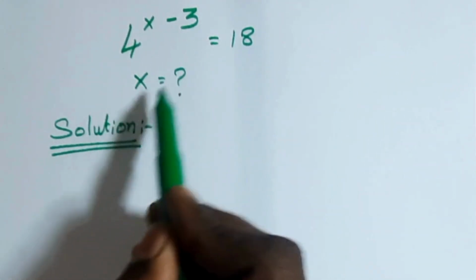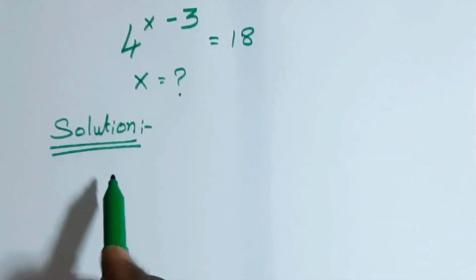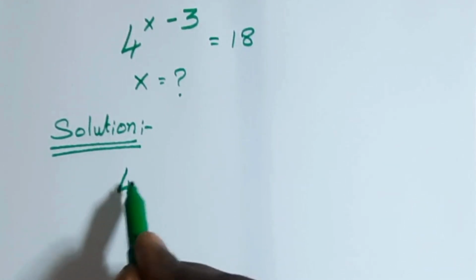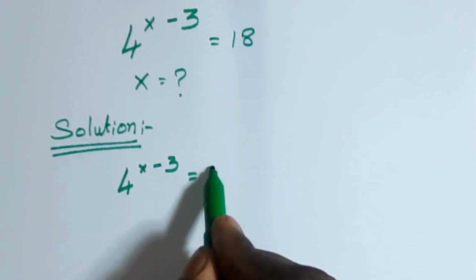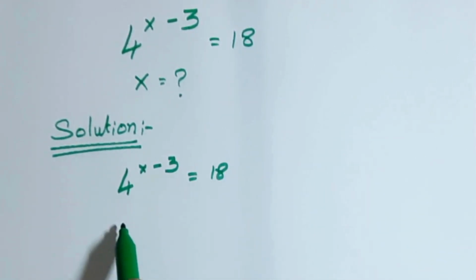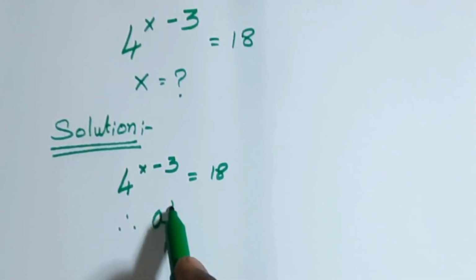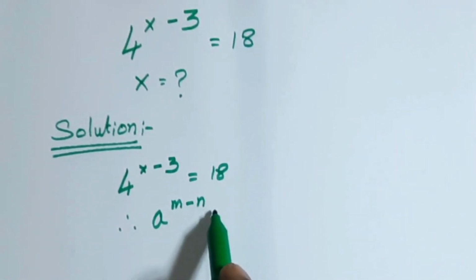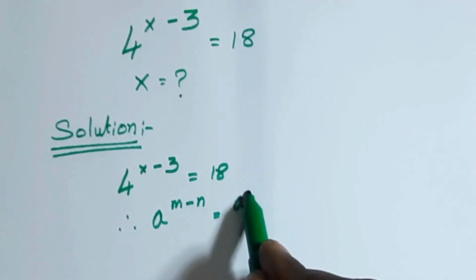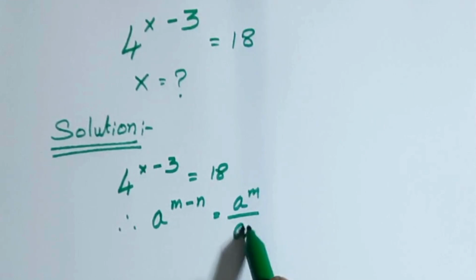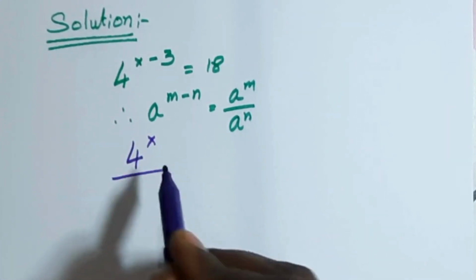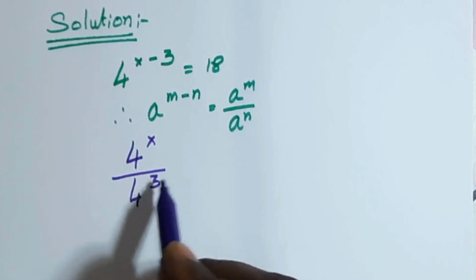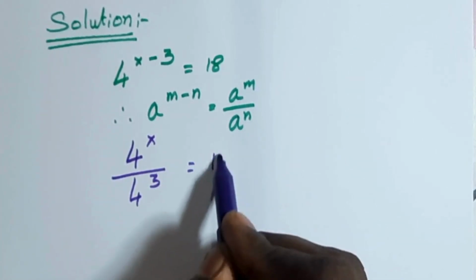Today we are going to solve this equation to find the x value. Solution: 4 to the power of x minus 3 equal to 18. We are going to implement the formula that a to the power of m minus n equal to a power m by a power n. So 4 power x by 4 power 3 equal to 18.